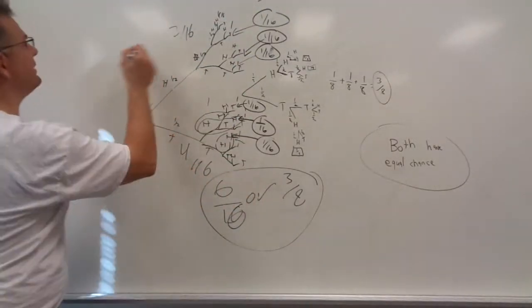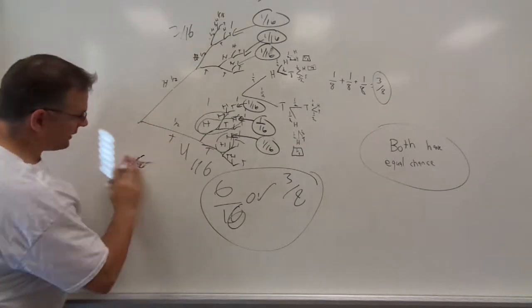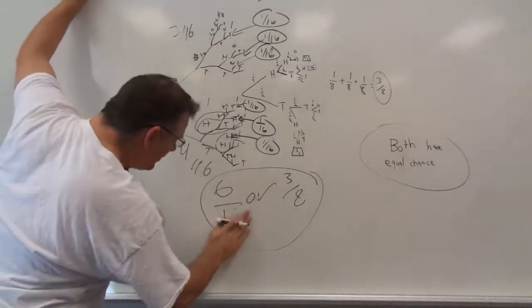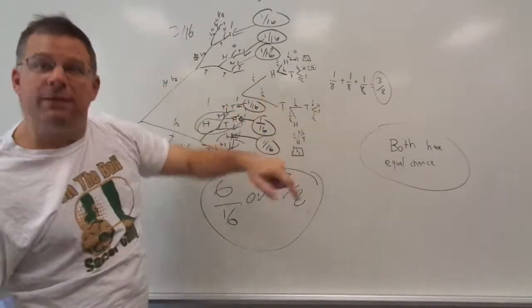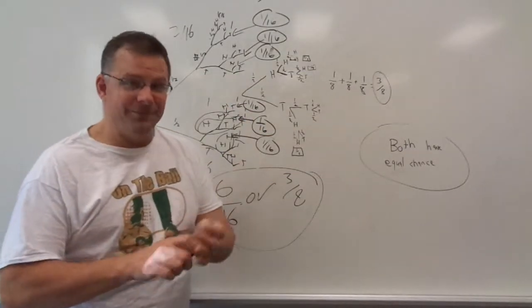So this is a 6 out of 16 chance, which reduces to be 3/8. So hey, this one was 3/8, this one was 3/8. That means they have the same chances of happening. Hope that helped.